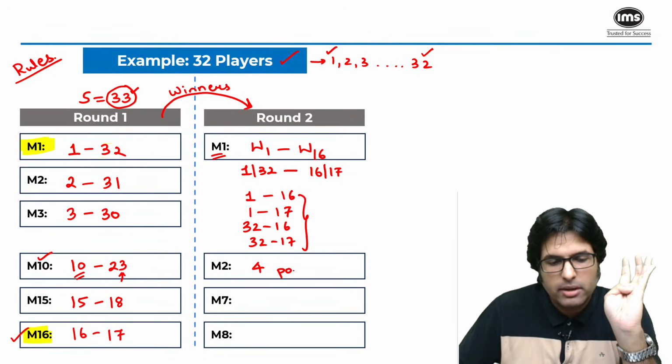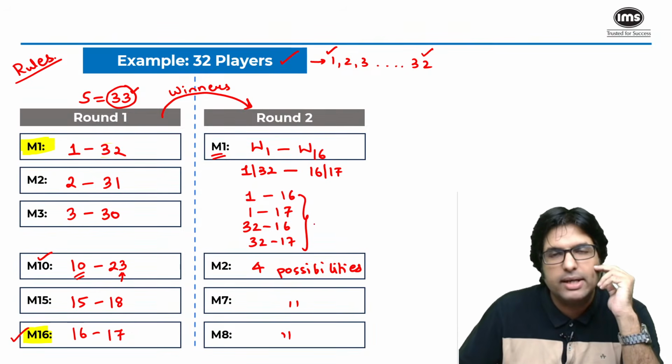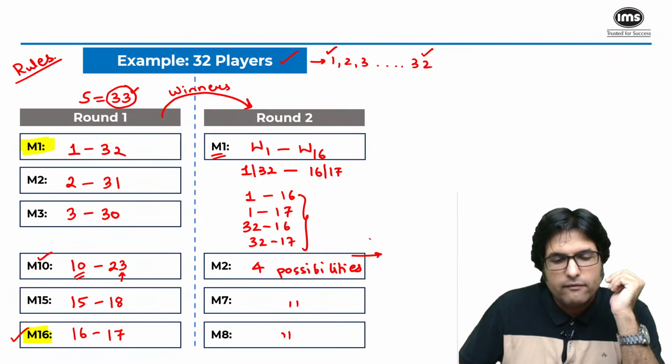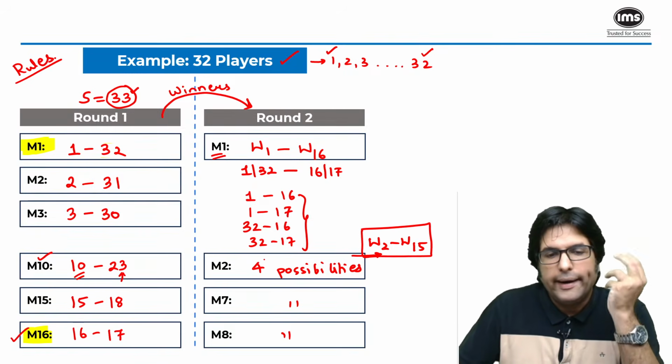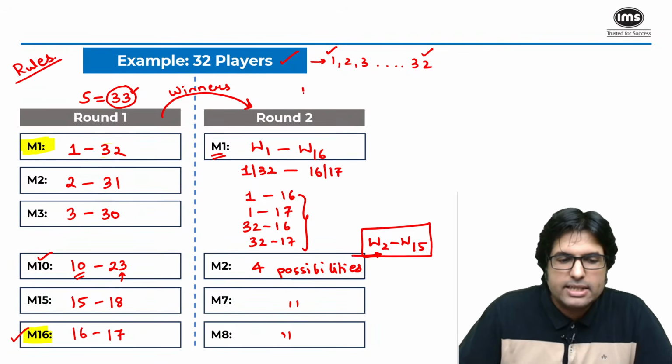Similarly, there could be 4 possibilities here as well, and similarly, there would be 4 possibilities everywhere else. So how would match 2 happen? Match 2 would happen between the winner of match 2 and the winner of match 15, the second match and the second last match. Now let's assume one interesting condition: let's say there are no upsets.